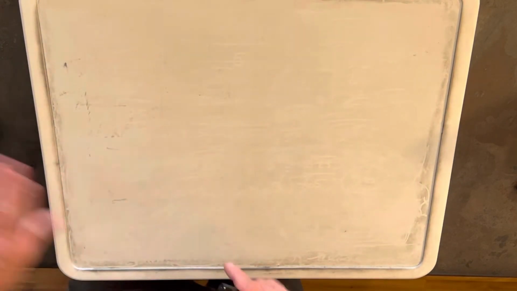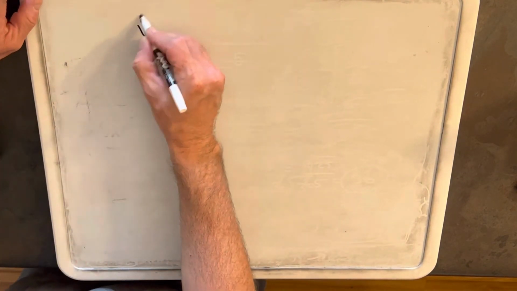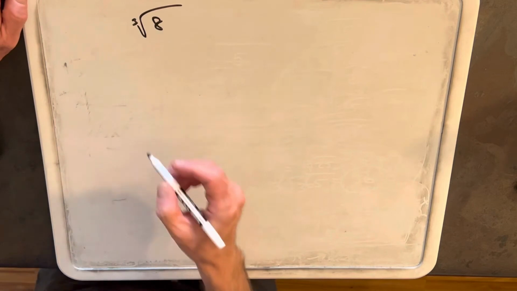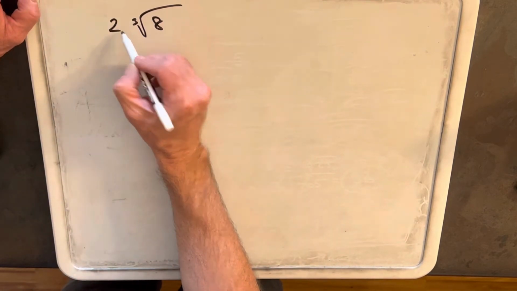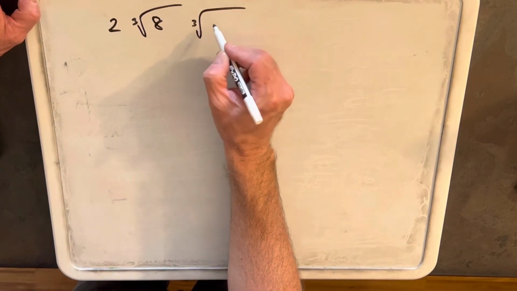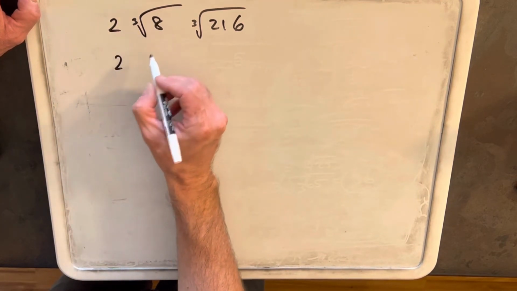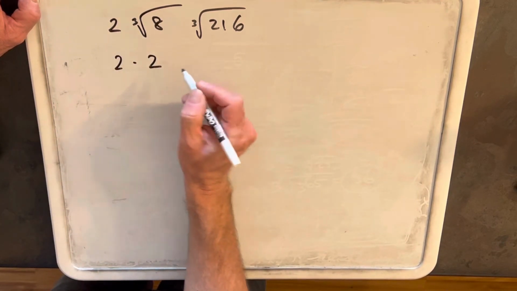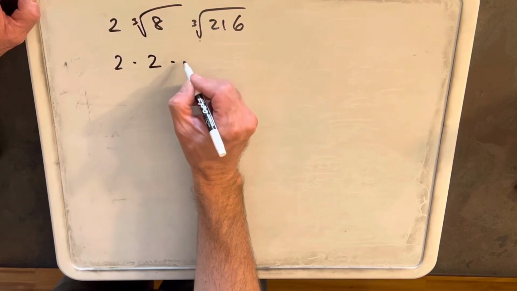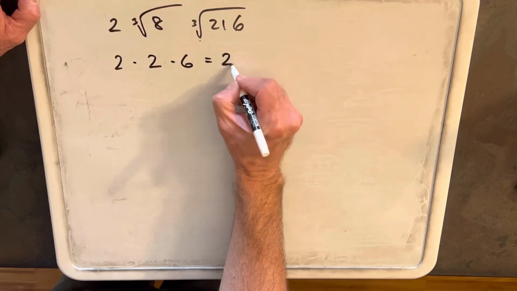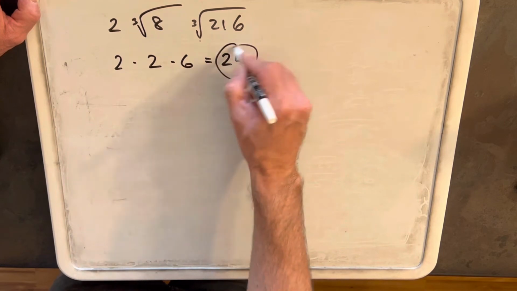Okay, next one. We've got the cubed root of 8. I've got 2 out front and a cube root of 216. Oh, I like this one. So it's just going to be 2. The cube root of 8 is also 2. The cube root of 216 is 6. And so this is going to give us 24.